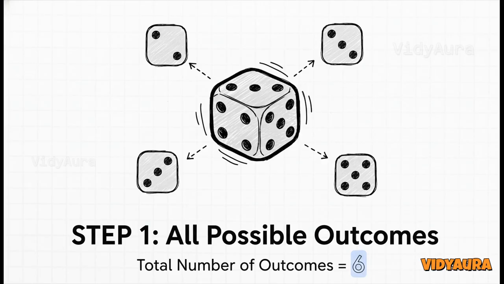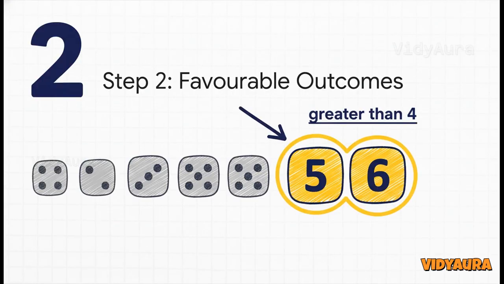Right. Step 1. Total outcomes. When you roll a standard die, what numbers can you get? Well, you can get a 1, a 2, a 3, a 4, a 5, or a 6. That's everything, right? So our total number of possible outcomes is 6. Perfect. Okay, on to step 2, favorable outcomes.